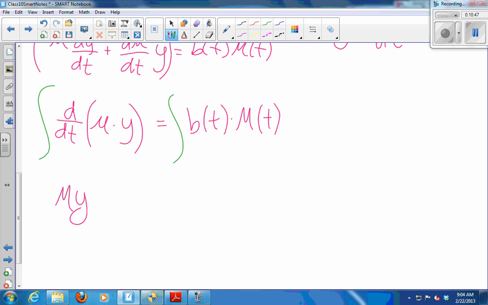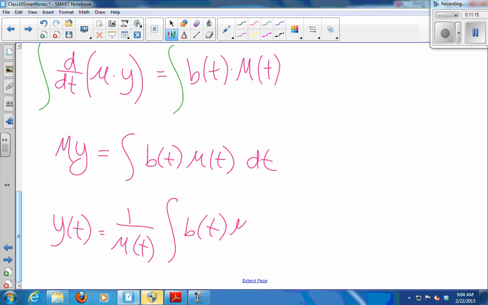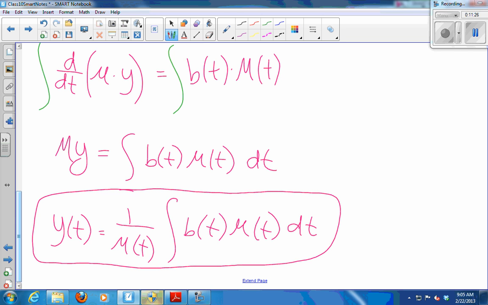That's what I do. Okay, so mu times y is going to be the integral of b of t times mu of t dt. And that integral we can probably do. We have only t's over there, functions of t. And to solve for y, I can just divide both sides by mu. So I'm going to get y of t is equal to 1 over mu of t times the integral b of t mu of t dt. So that's the answer. That's how you're going to find the solution y of t.